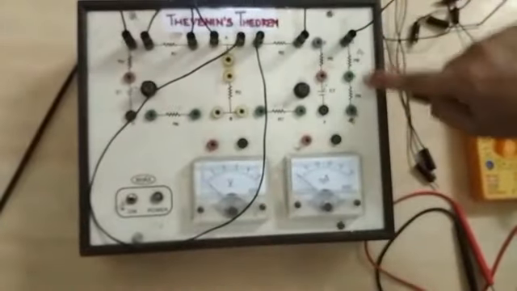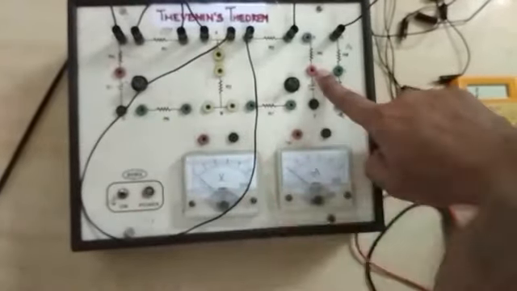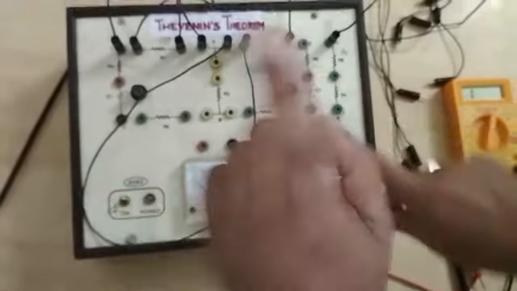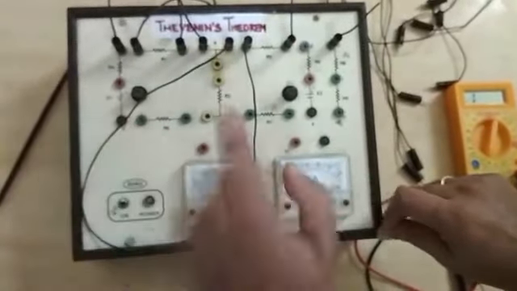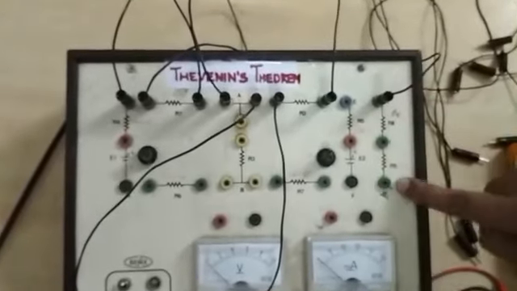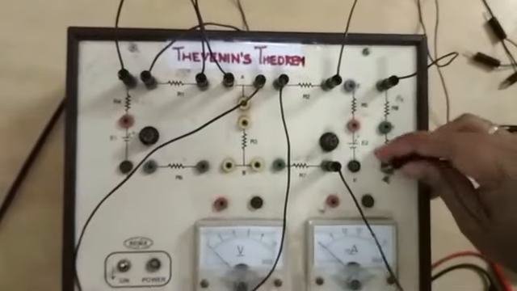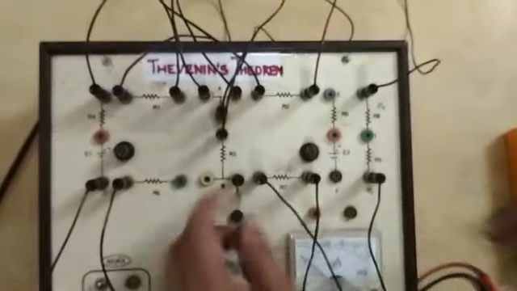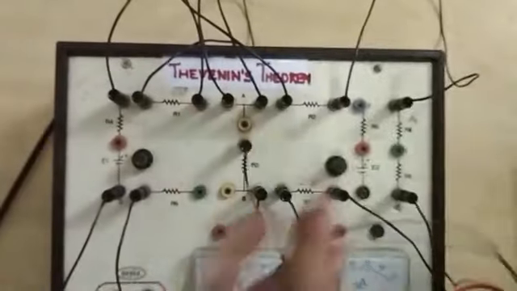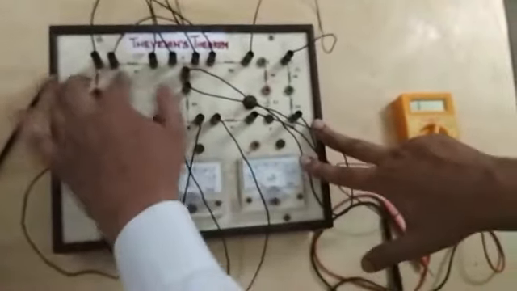Right now I am taking this portion as a load. Here there is one more source in this circuit, but as you know we have considered a single source in our circuit, that's why I am not using this other source. Okay, I am taking this one as a load. I have already connected all the open paths.